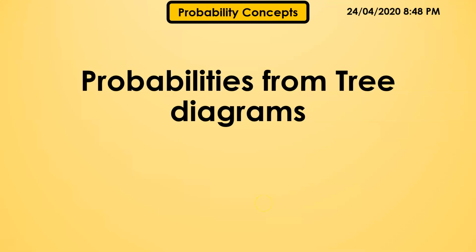Hi, today's lesson is about probabilities from tree diagrams. So we've looked at Venn diagrams and tables already. Tree diagrams are another way to present data so that we can work out probabilities from them. Now, you've done a lot of work on tree diagrams in the past, and so a lot of this lesson is about trying to extend your knowledge.